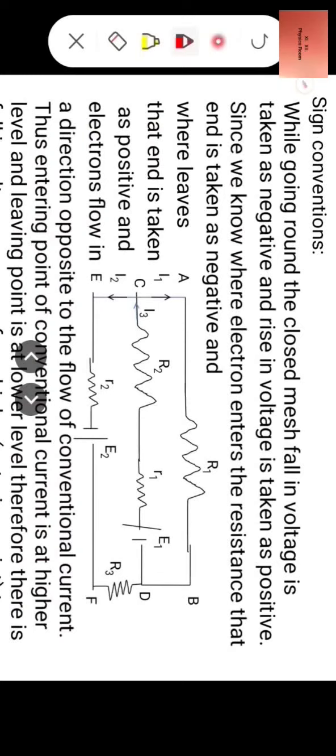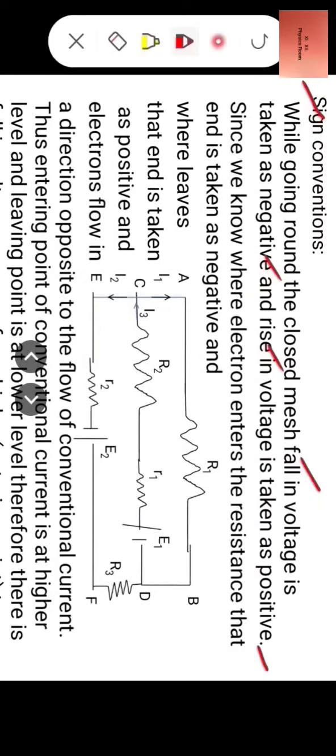Now, sign conventions for voltage law. While going round the closed mesh, fall in voltage is taken as negative and rise in voltage is taken as positive. You can take the other way also: fall in voltage is taken as positive and rise in voltage is taken as negative. But we are not going to use those sign conventions. Here we will follow what we have written in words, that while going round the closed mesh, fall in voltage is taken as negative and rise in voltage is taken as positive.